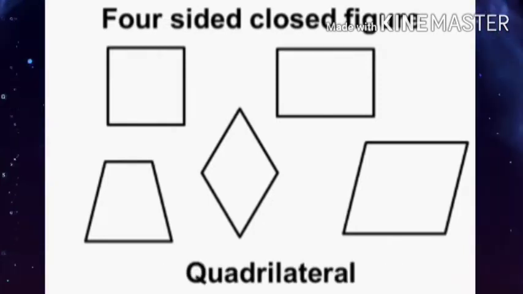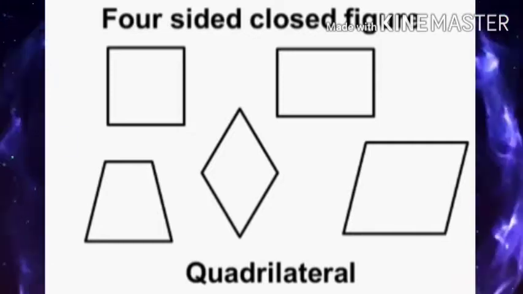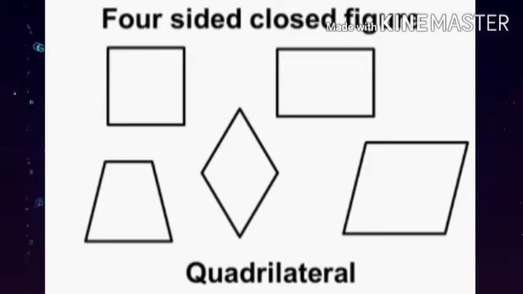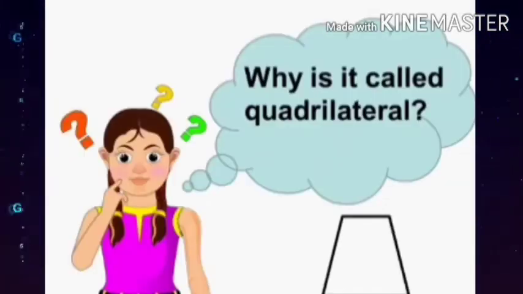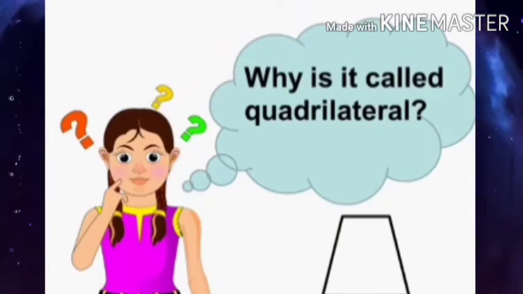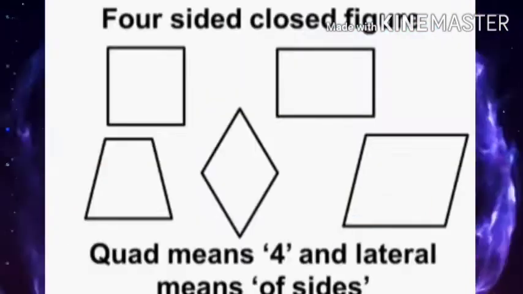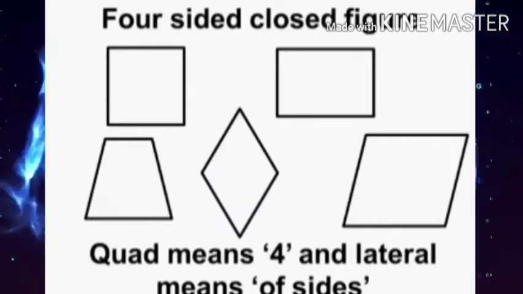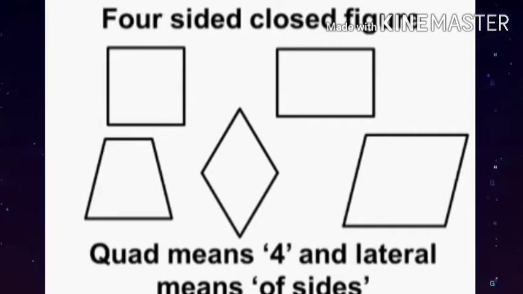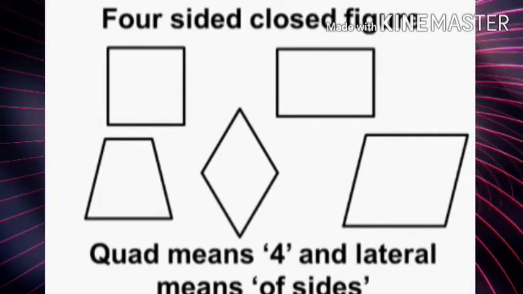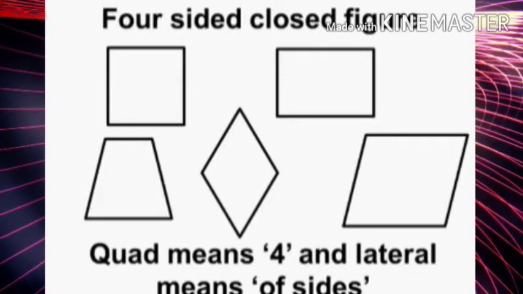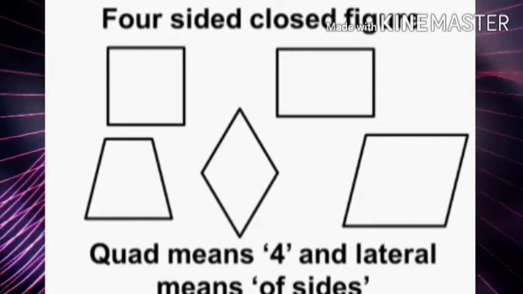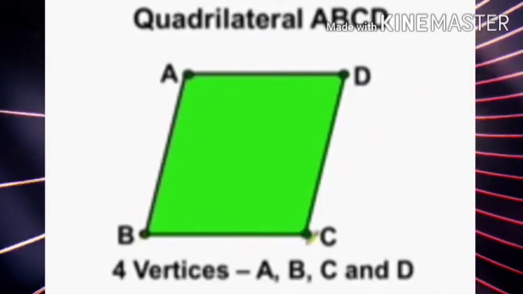These are made of four line segments and that's why known as quadrilateral. Do you get it? Why is it called quadrilateral? Quad means four and lateral means sides. So you can easily relate that the meaning of quadrilateral means a figure of four sides.